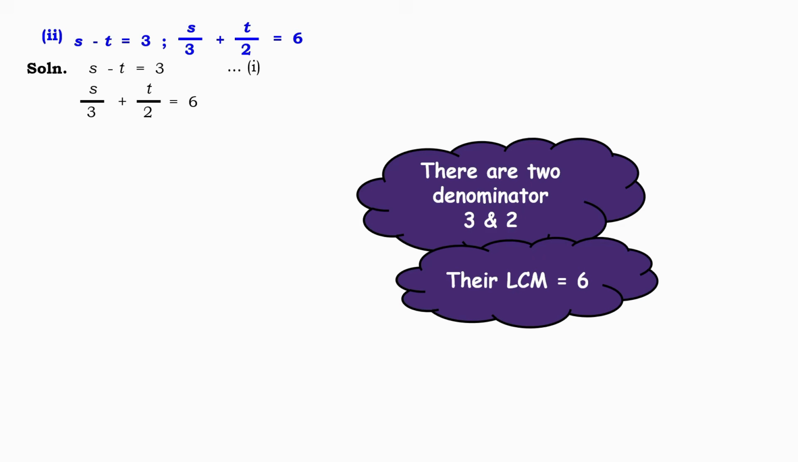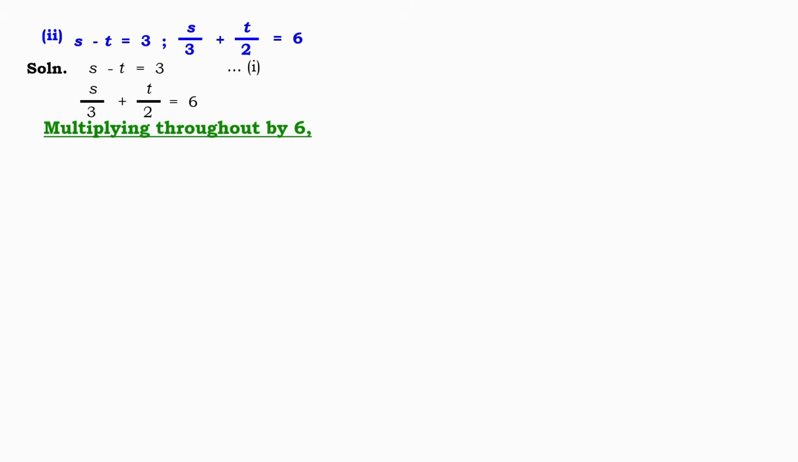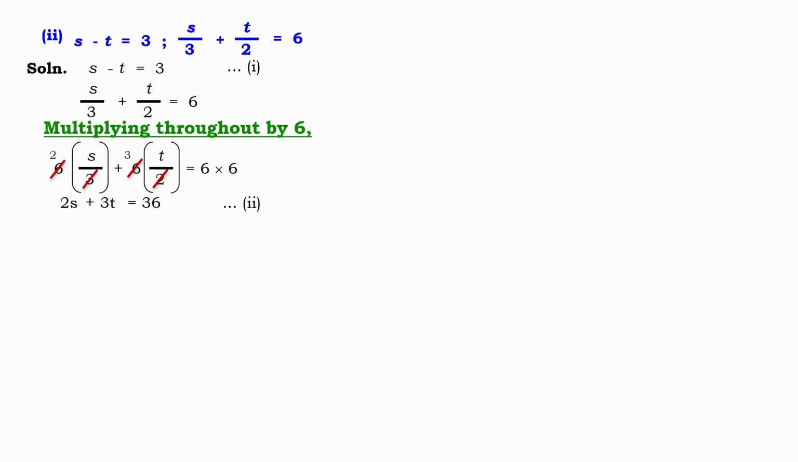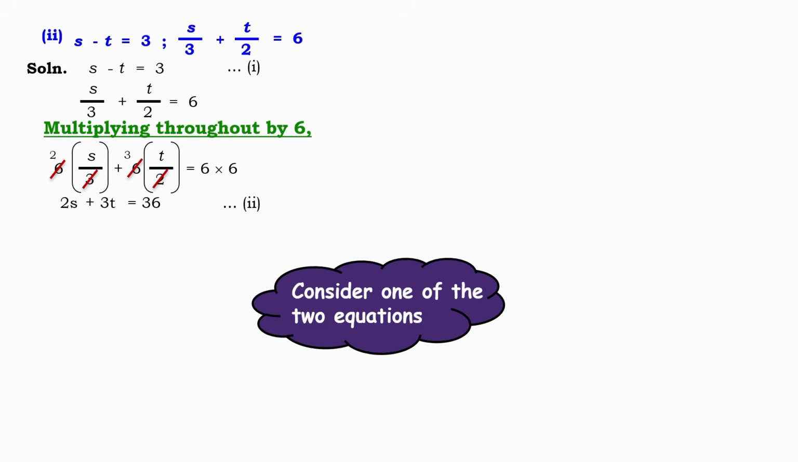The denominators here are 3 and 2. The LCM of 3 and 2 is 6. So we multiply the entire second equation by 6 to remove the denominators. After multiplying, we get 2s plus 3t equals 36. Now we have two equations. Equation 1, s minus t equals 3. Equation 2, 2s plus 3t equals 36.